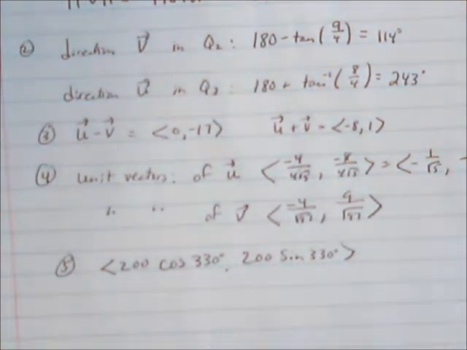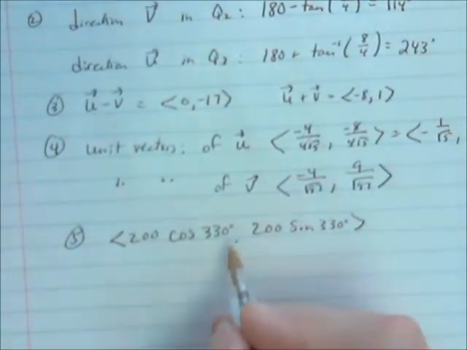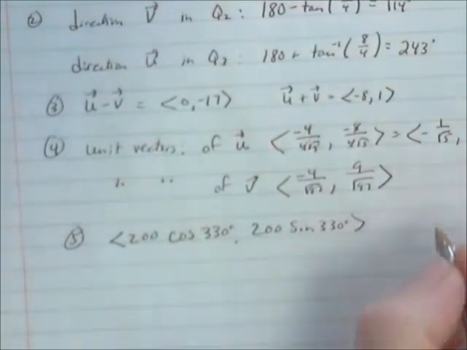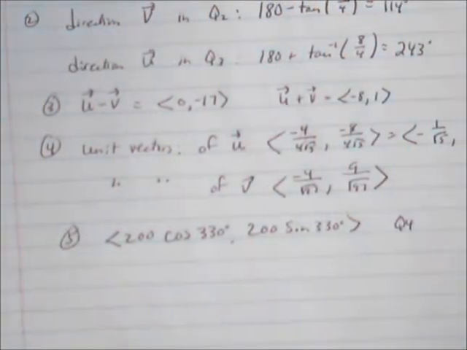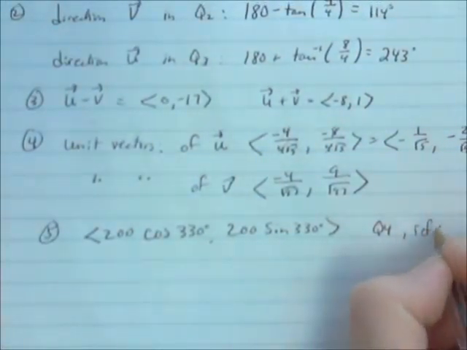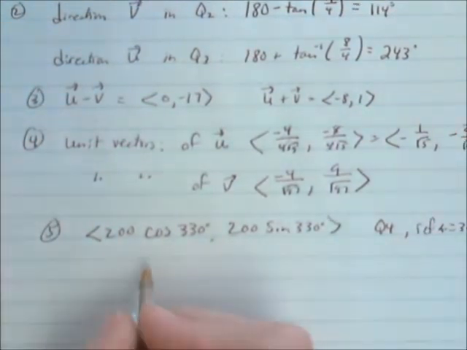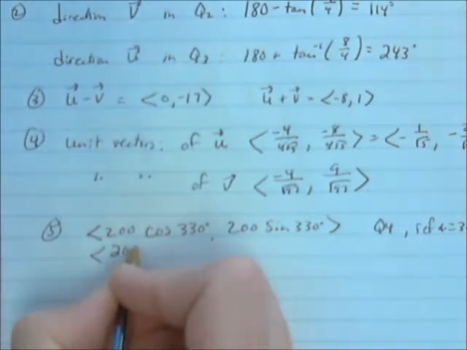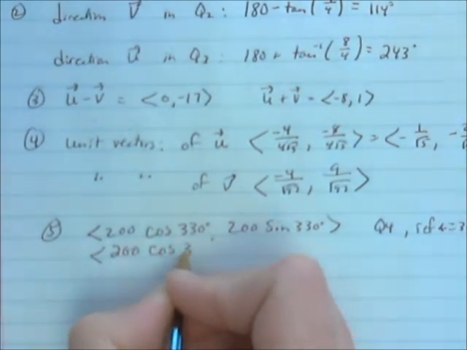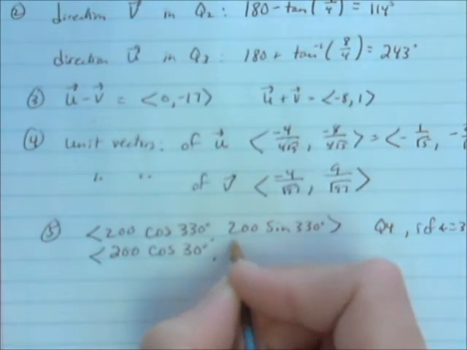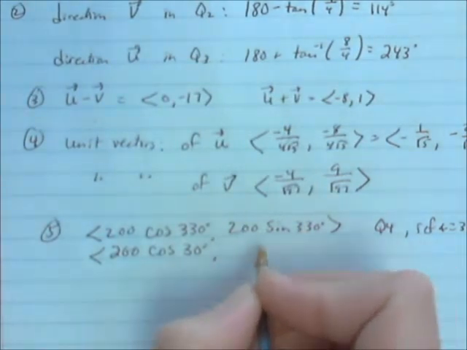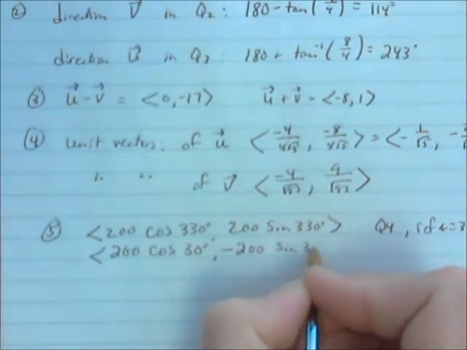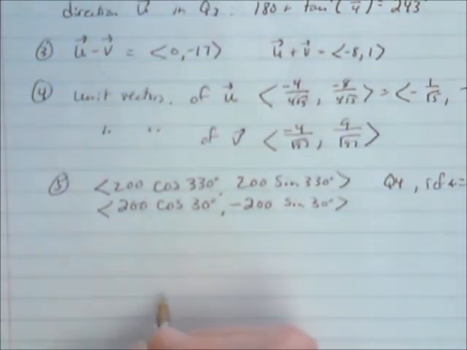Now this is something that I don't want you to use your calculator on, because this has a reference angle of 30 degrees, which is in quadrant 4. So here's quadrant 4 angle. Reference angle is 30 degrees. Cosine in quadrant 4 is positive, so this is like saying 200 times the cosine of that reference angle, 30 degrees. And the sine goes negative in quadrant 4, so this is negative 200 times the sine of the reference angle, which is 30 degrees.